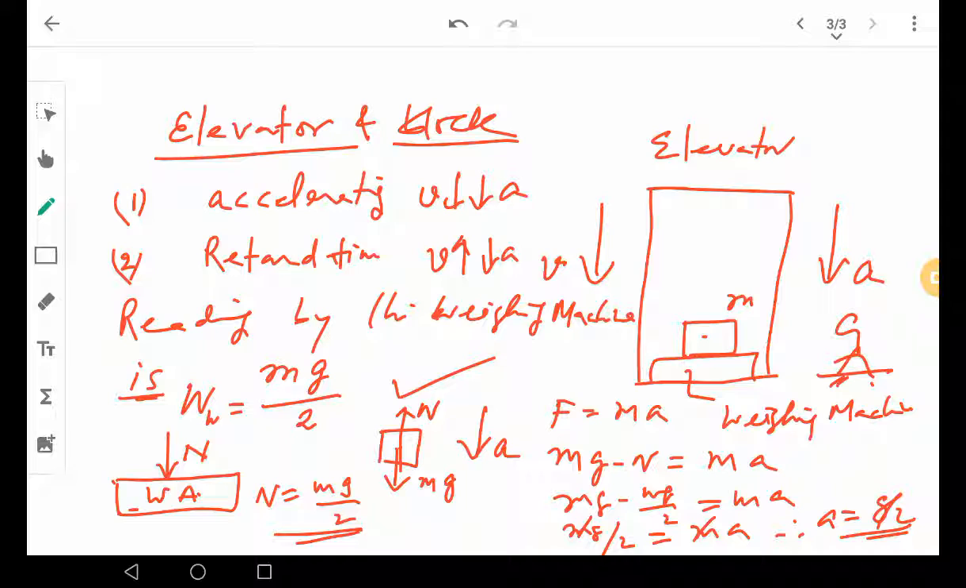If the elevator is going down, then it is acceleration. If the elevator is going up, then it will be retardation if the reading is mg by 2. I hope you got the problem, you got the concept, and you can apply the similar concept in many other problems. The same problem you can do by pseudo force also, in which the observer is inside the lift. I will tell you later, when the observer is inside the lift, you can also solve this problem from a non-inertial frame of reference, because the observer is inside and the elevator is accelerating, so the frame is non-inertial, which I will discuss later.